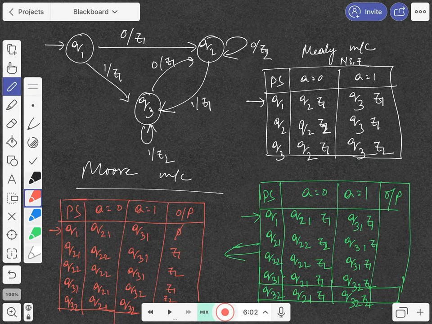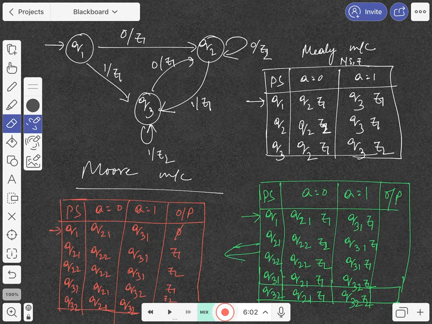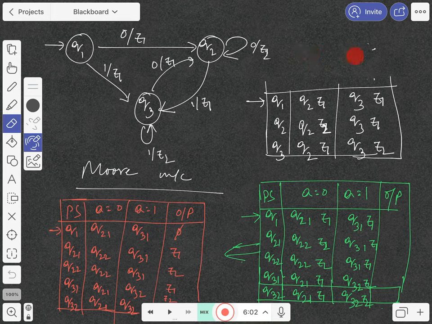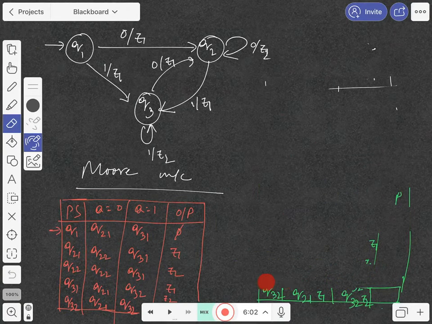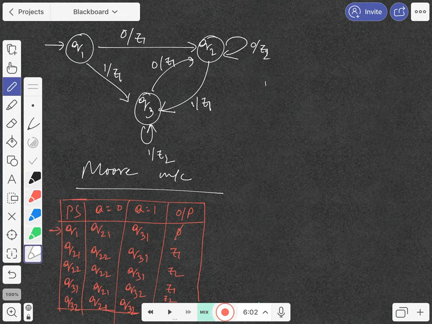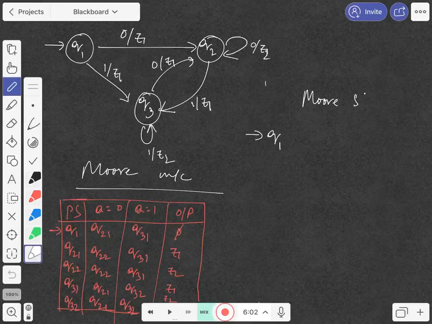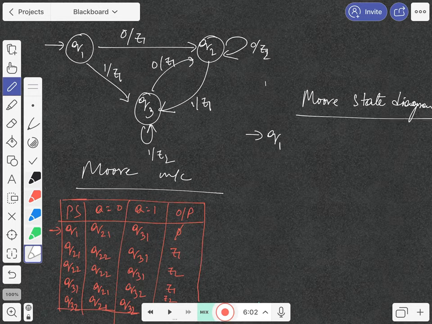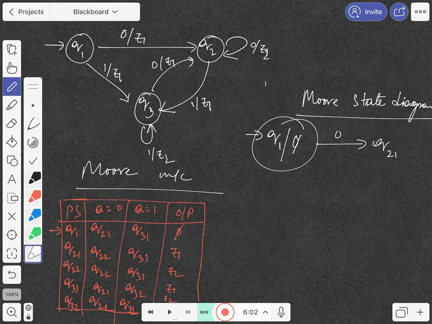Now you have to convert this to a state diagram again, because earlier it was 3 states, now it becomes 5 states. In the case of a Moore machine state diagram, I have to write the output with each state. As it is Q1, I don't have any output, so it should be phi. Now if you give the input 0, I will not write the output over here. It is transiting to Q21, and what is the output of Q21?